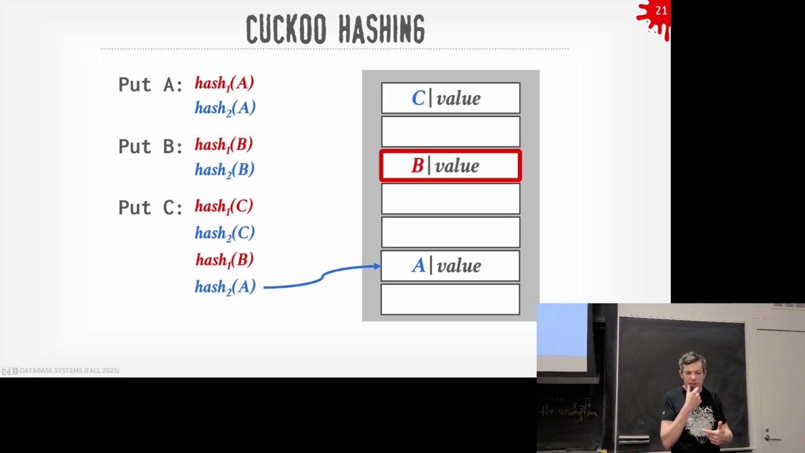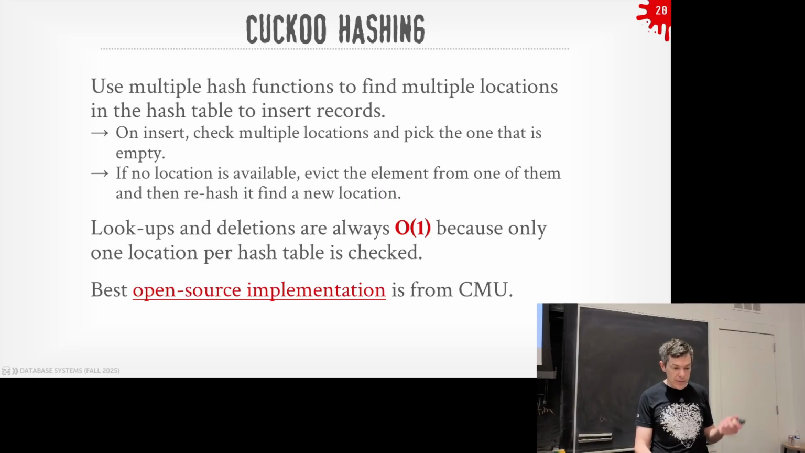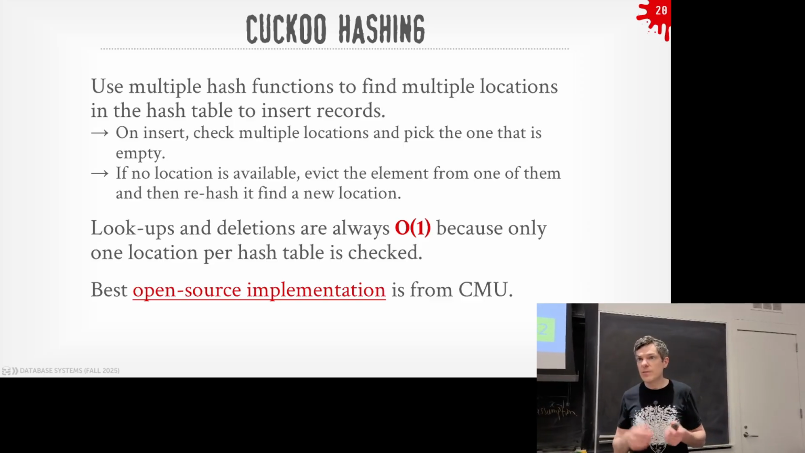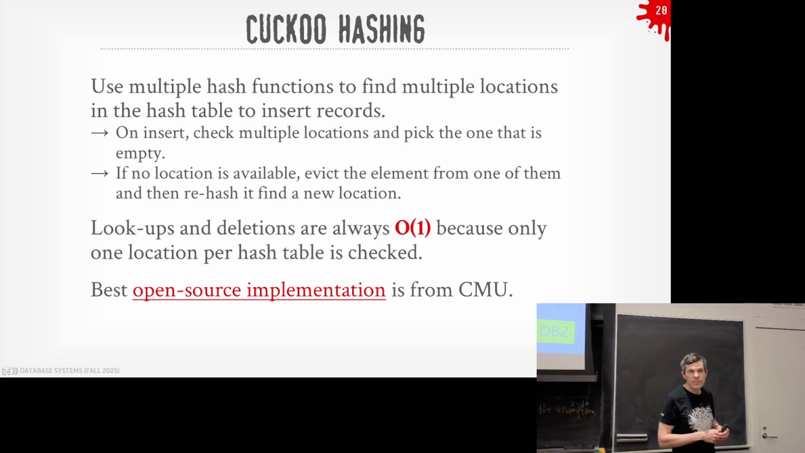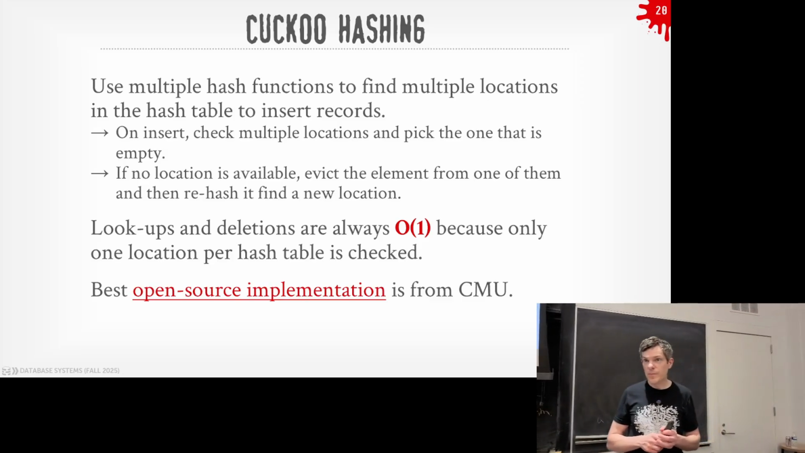I forget the default one. So the best open source implementation of a Cuckoo hash table was actually from CMU, from Dave Anderson, and they still maintain it. And I think the default is like 6 hash functions. Other questions?